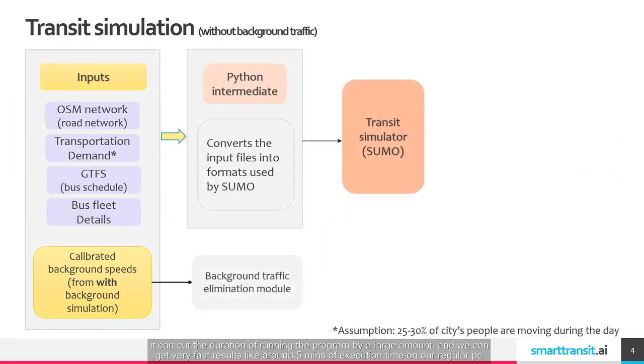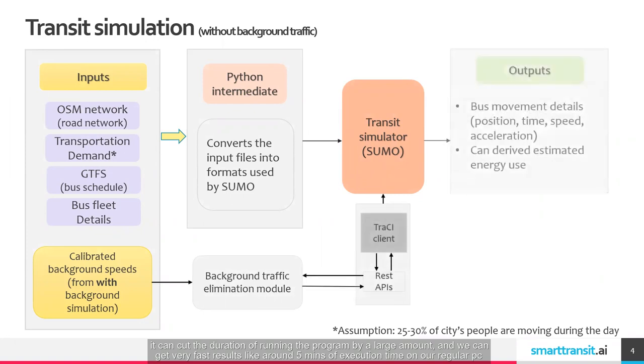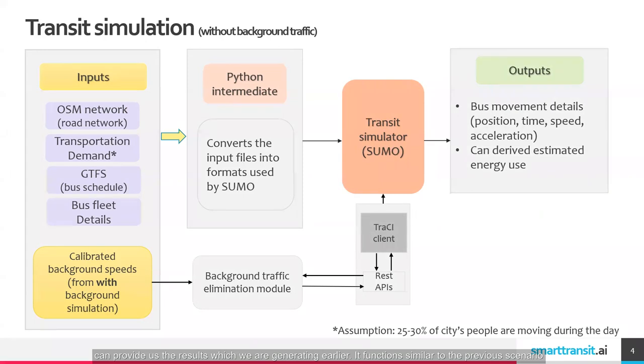And we can get very fast results, like around 5 minutes of execution time on a regular PC can provide us the results which we were generating earlier. It functions similar to the previous scenario, but the lane speeds are then individually modified here using a component of SUMO called TraCI, or the Traffic Control Interface. It allows us online, that is while the simulator is running, to control the lanes and the buses. The outputs are the details of the buses' movements, which can further be used for energy calculations.